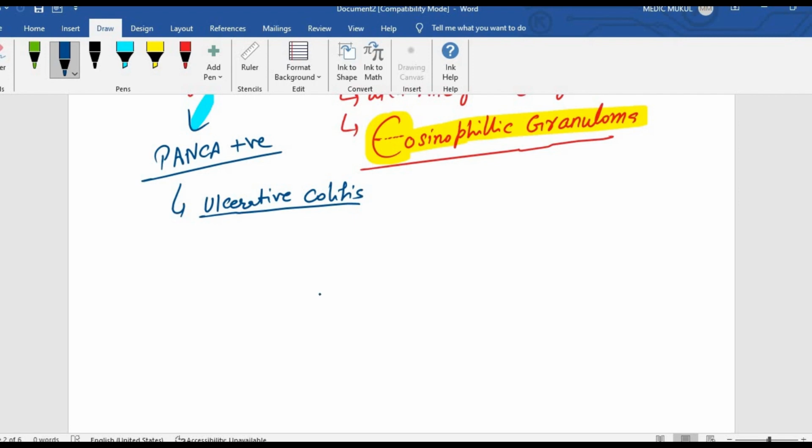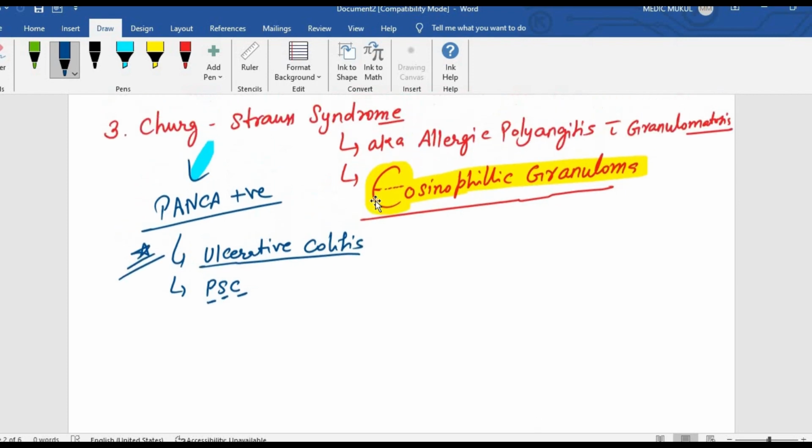And there is one more condition like PSC. So what is PSC? Primary sclerosing cholangitis. In that condition also we will have P-ANCA positive. Okay, I hope this is clear.